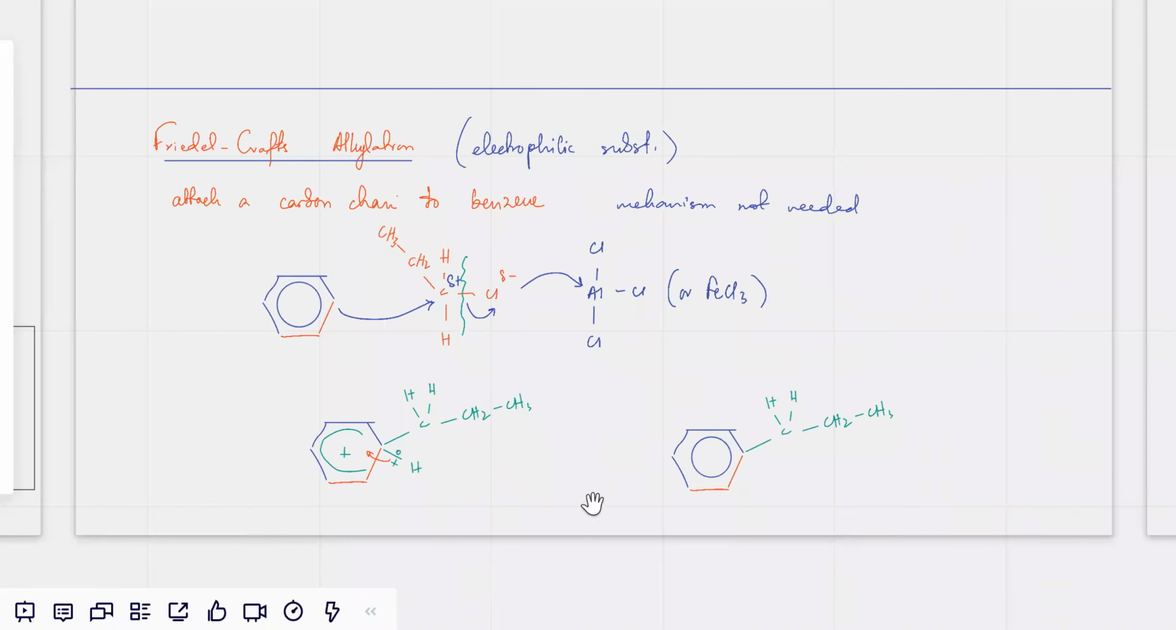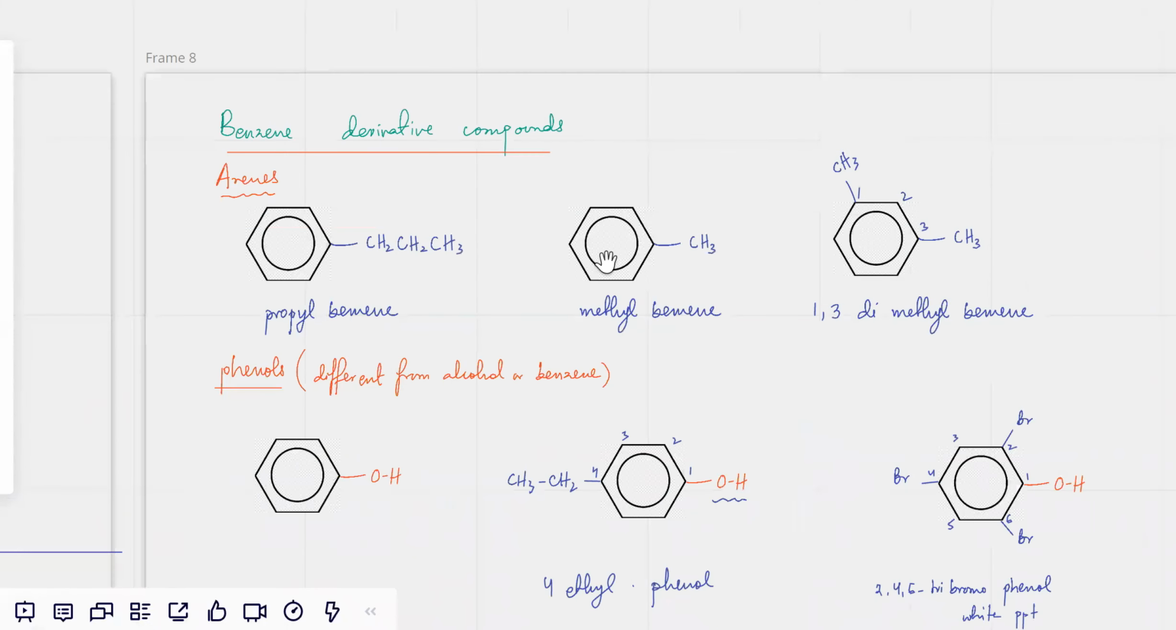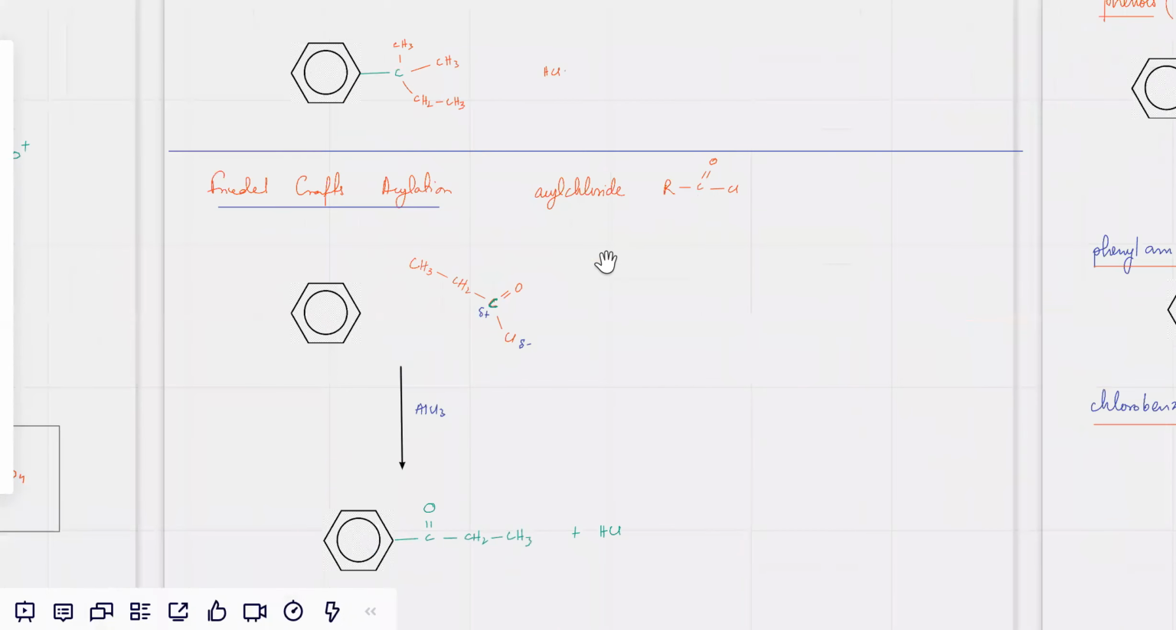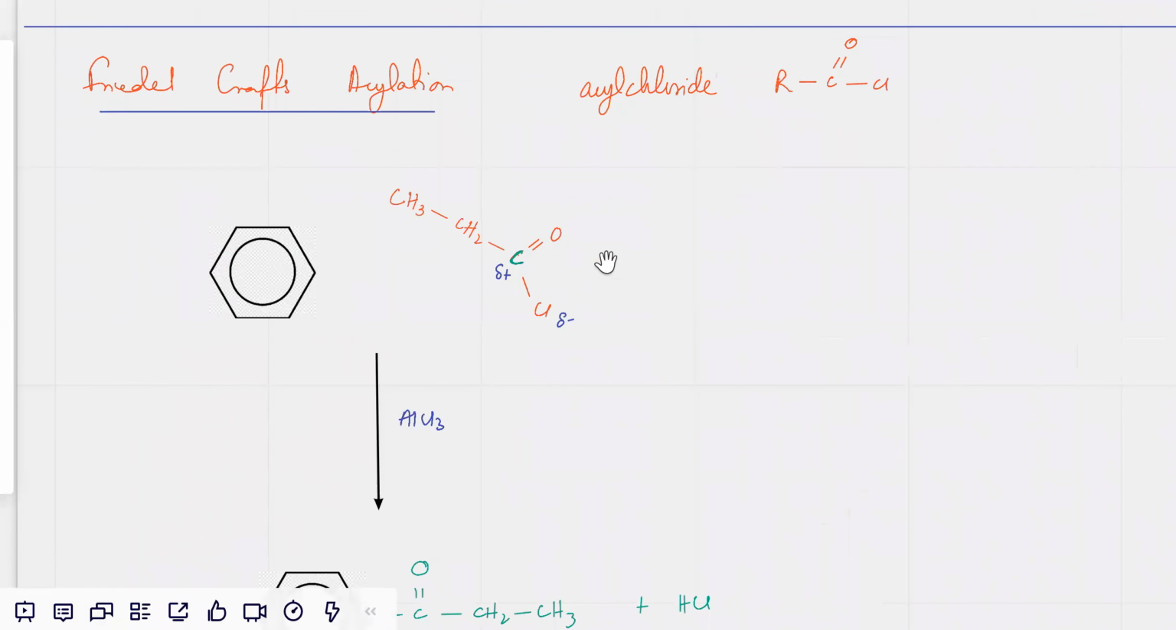this was alkylation, and we did another one which was very similar, which was acylation. You can have a C double bond OCl, and the carbon could be highly positive, and the benzene electron cloud will get attracted to this carbon atom, and the Cl would eventually leave. And you would also need a catalyst in this case as well. An AlCl3 catalyst would work.